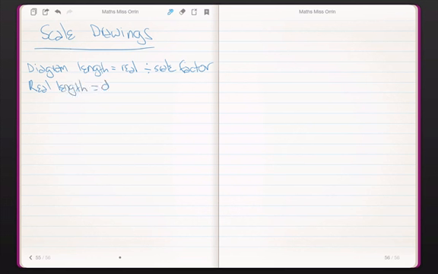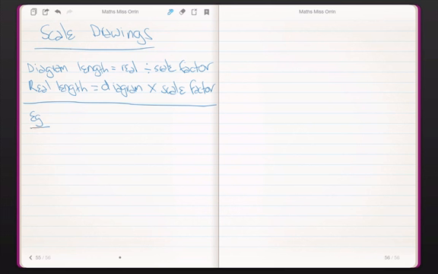And the real length is just the diagram length times the scale factor. Okay? So they're just reverses of each other. So all you need to figure out is, what are you trying to find out? Are you trying to find the diagram length or the real length? Which is the question asking, and then just use one of these formulas.